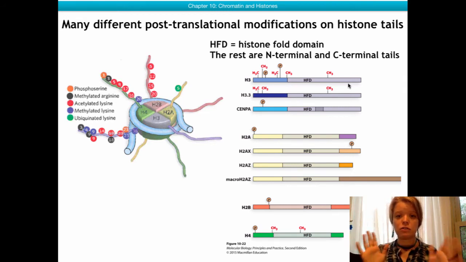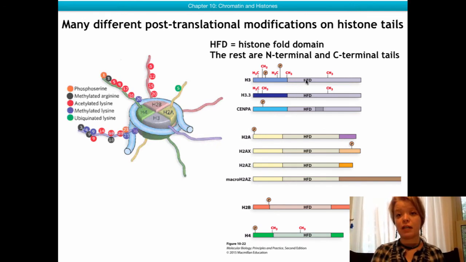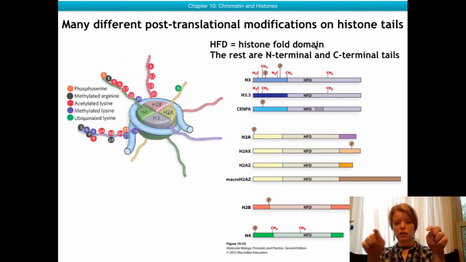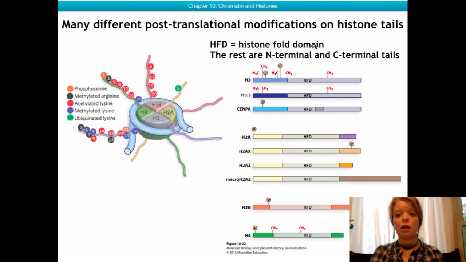Again, you don't need to memorize it, but appreciate that all the histones have an HFD, which is the histone fold domain. Remember, short helix, long helix, short helix. And the HFDs are less modified, but it's mostly the tails that contain modifications. H3 tail is a really long dude, so it's frequently modified.